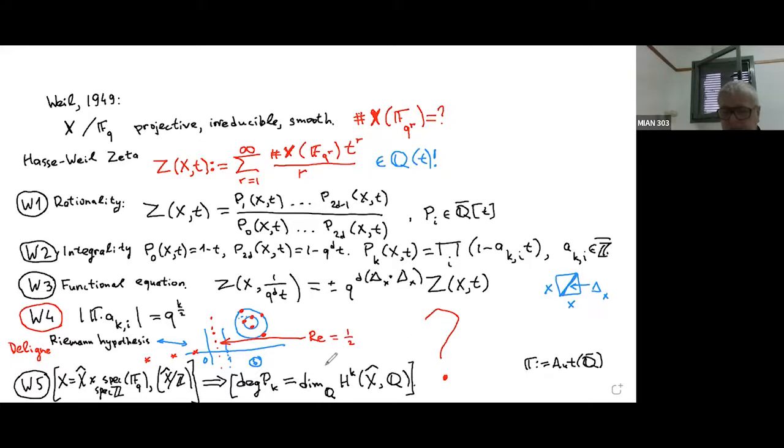This miracle cries out for some explanation. I mean, perhaps it cried out even for Weil. And well, the true dream that was mentioned before was about a certain cohomology theory of the varieties over finite fields.